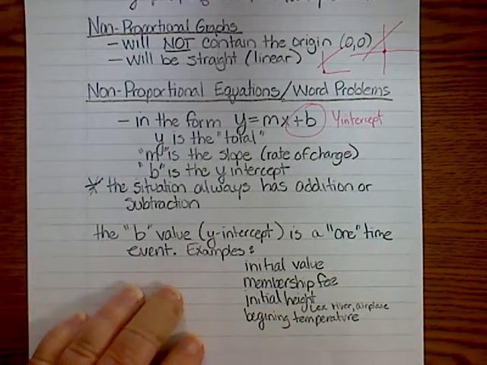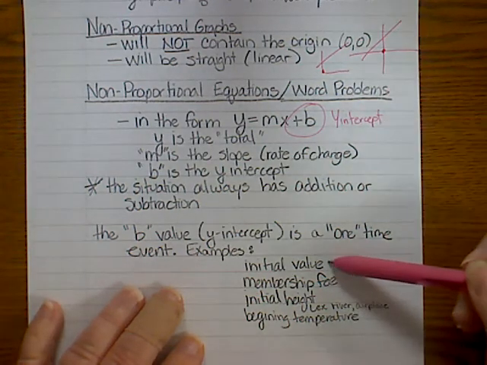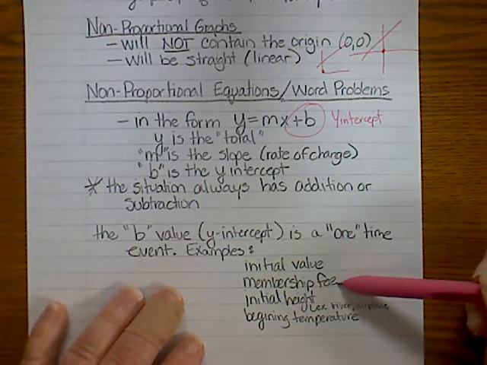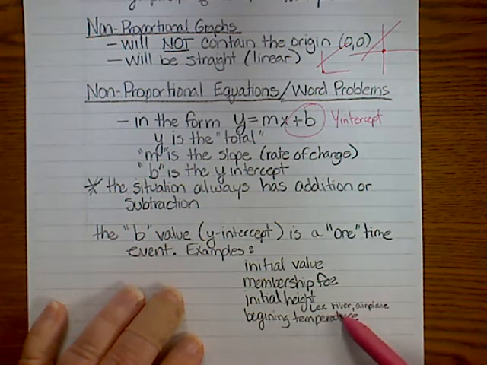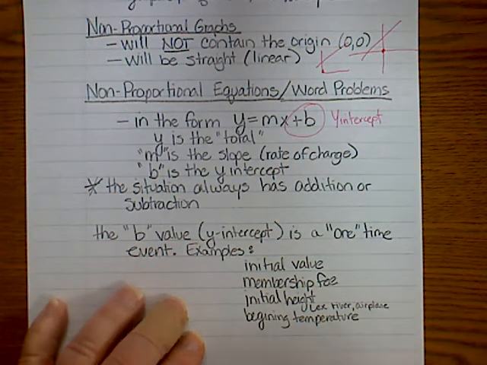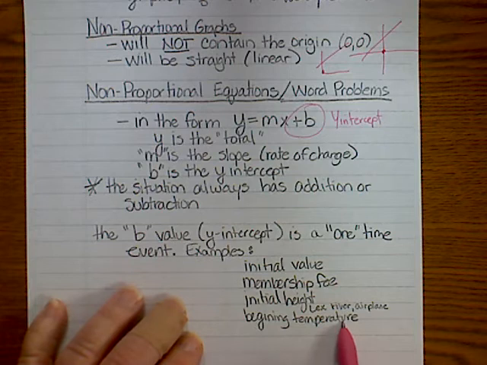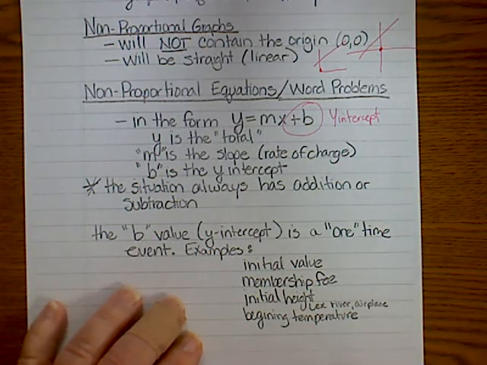So things that are one-time events, when you're looking at word problems: an initial value, a membership fee, an initial height, like examples for rivers or airplanes. The airplane started at 3,000 miles in the air. Beginning temperature, okay? So it's a starting point. These are just some of the things that I've seen used, all right?